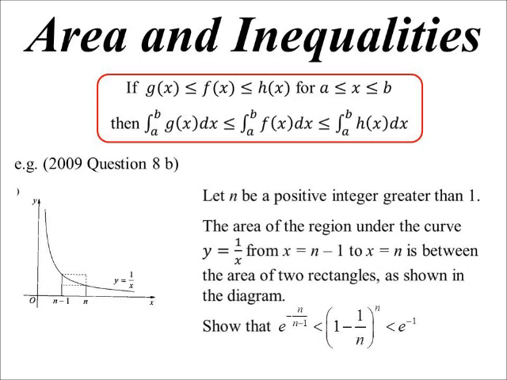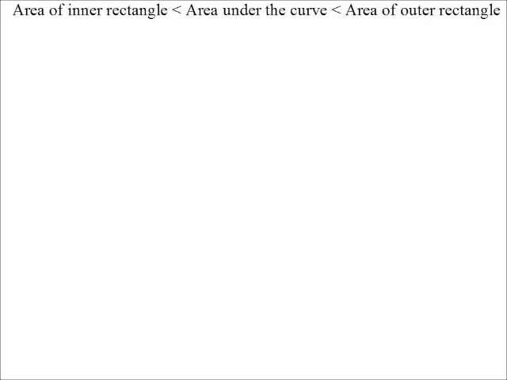So we want to show this lovely expression, e to the power of n on n minus 1 is less than 1 minus 1 on n to the power of n, which in itself is less than e to the minus 1. So all right, they want me to use the idea of areas, so I'm going to say, well, I know the area of the inner or the smaller rectangle must be less than the area under the curve itself, which must be less than the area of the outer rectangle, the one that went outside.